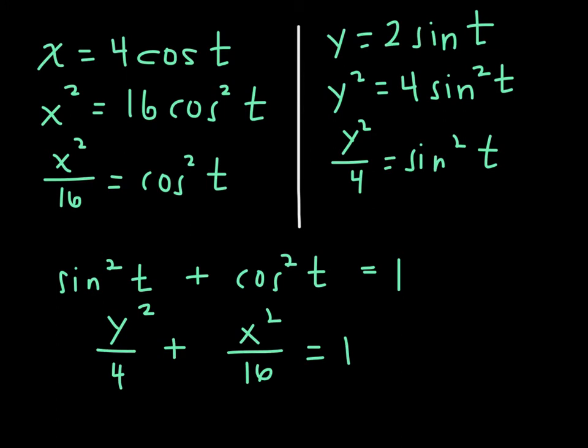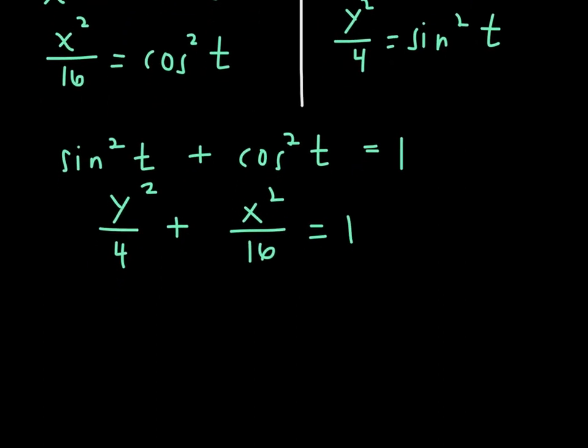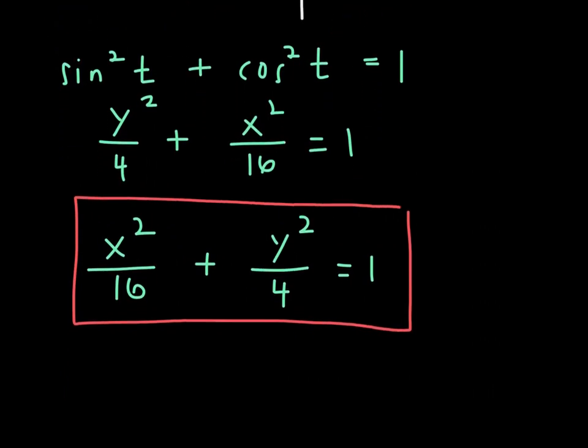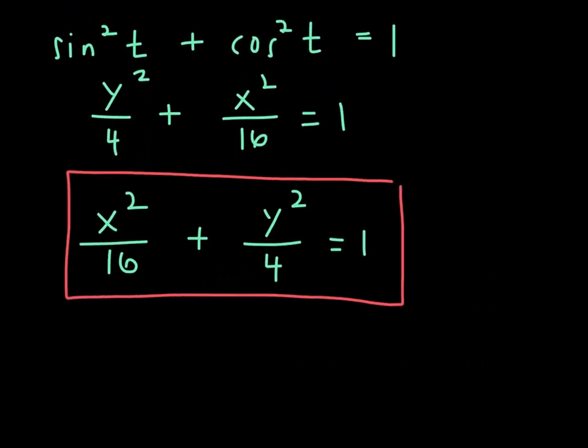Let me rewrite this just a little bit. You know addition is commutative, so I'm going to write this as x squared over 16 plus y squared over 4 is equal to 1. This is a very familiar, I hope it is, rectangular equation for a horizontal ellipse. We know it's a horizontal ellipse because the larger denominator is underneath the x term. And we know that the center is h comma k, or 0 comma 0 in this case.